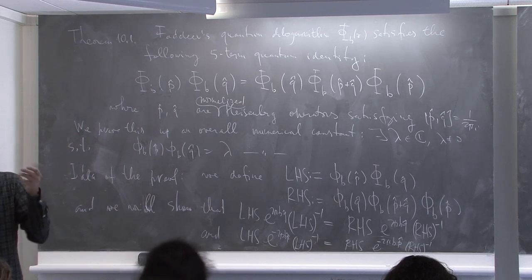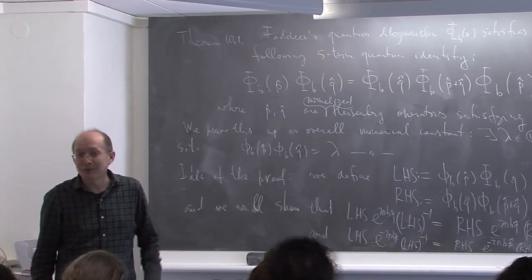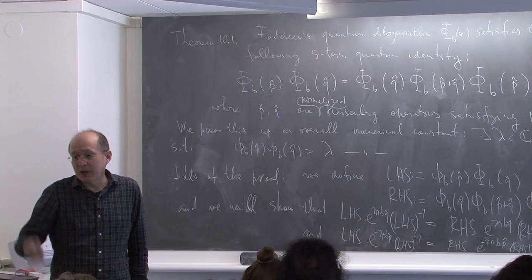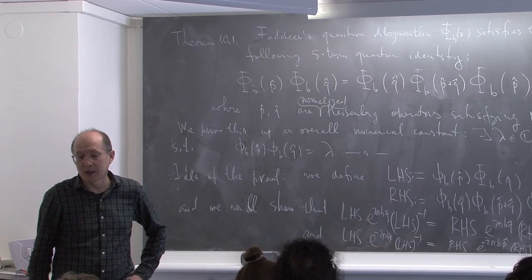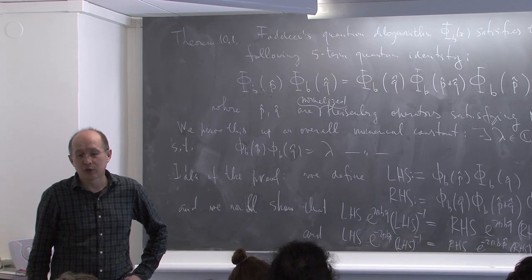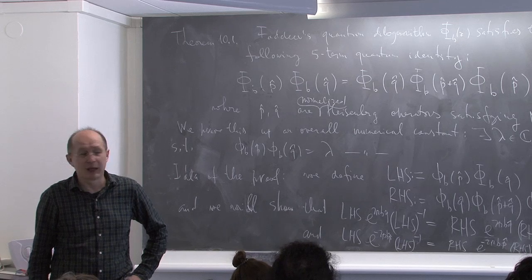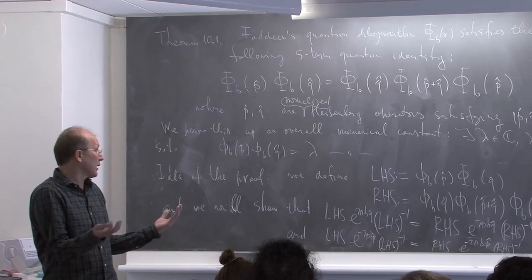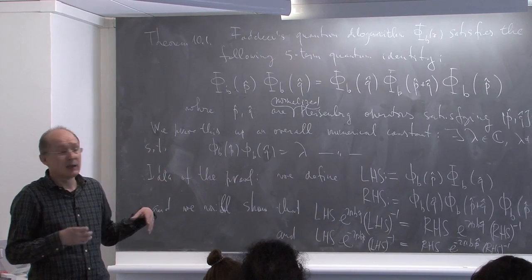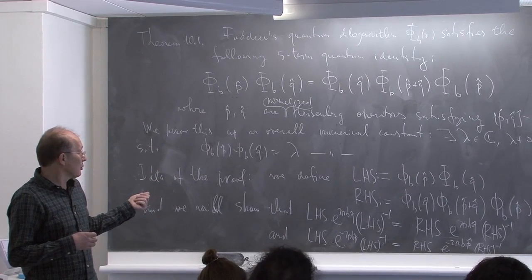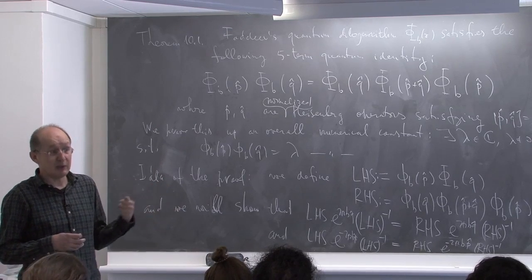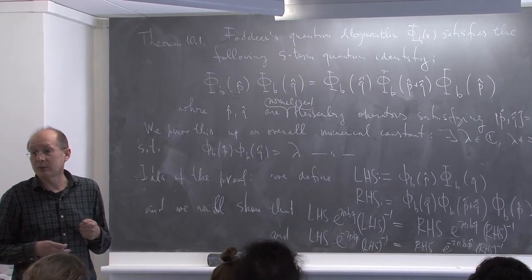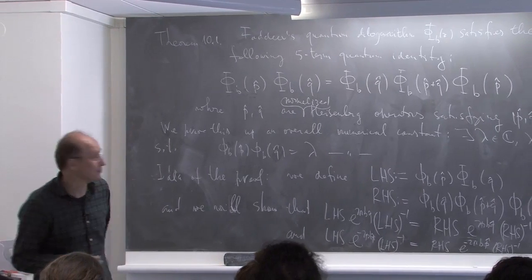And by lemma 7.1 maybe, or by the Stone-von Neumann theorem, this will imply that the operators are proportional. Because now we can multiply the left-hand side by the right-hand side inverse, and this combination will commute with Q and P. And an operator commuting with P and Q is proportional to the identity operator.